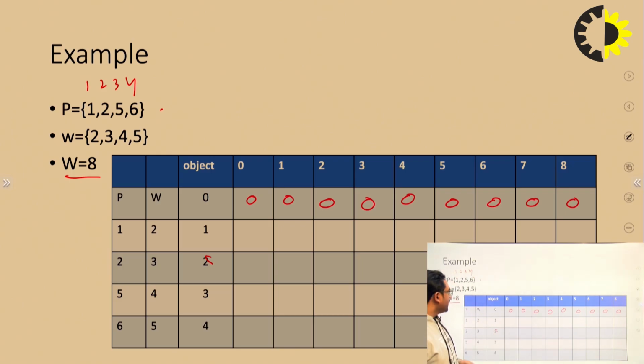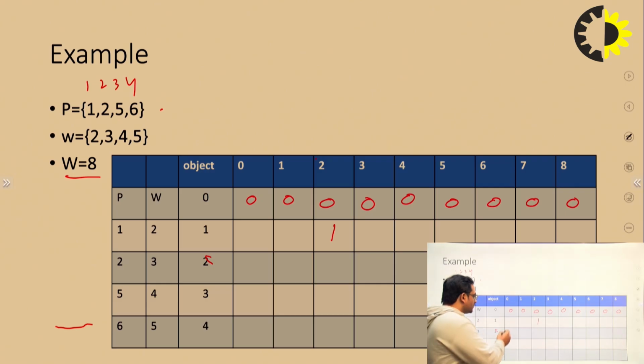Next, the weight is 2. When I select object 1, the weight is 2, so that means a weight of 2 is filled. And when this item is selected, the profit is 1, so you have to write 1 here. Again, I am repeating this point: when I select object 1, the weight is 2, so we put a value at 2, and the profit is 1. So the bag capacity 2 is full, and when the capacity filled is 2, the profit is 1.